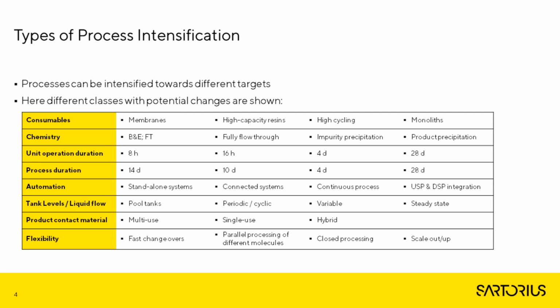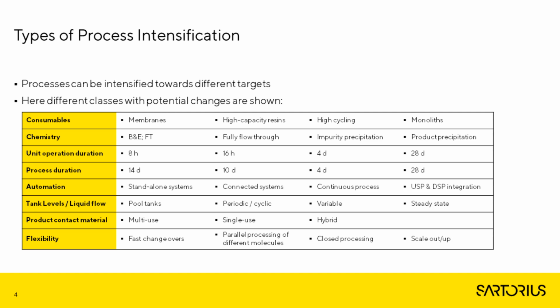In the case of pool tanks, we have only either input flow or output flow, but in a more connected fashion, we talk about periodic and cyclic tank levels or liquid flows in and out. They could be variable in an on and off mode, or even steady state.